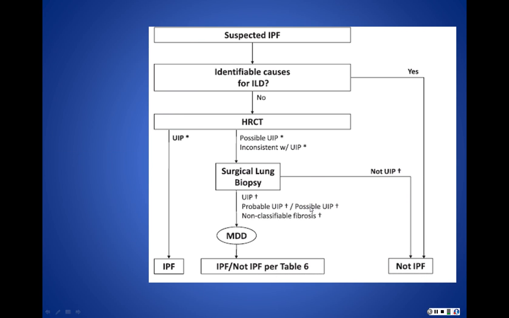So in NSIP, CT scan shows ground glass opacities, it shows uniformity and homogeneity. Homogeneity is found in nonspecific interstitial pneumonitis. Heterogeneity is found in usual interstitial pneumonia. This is the main difference, both radiologically and pathologically.